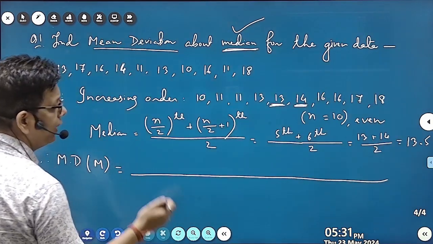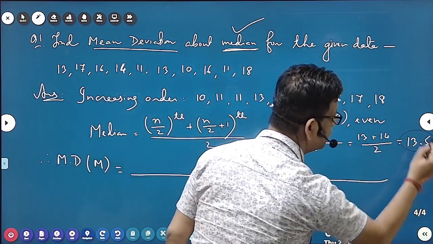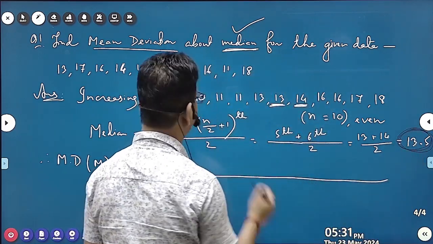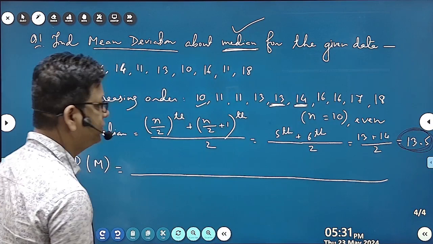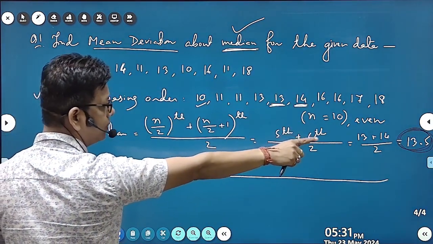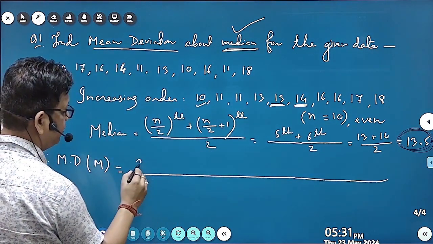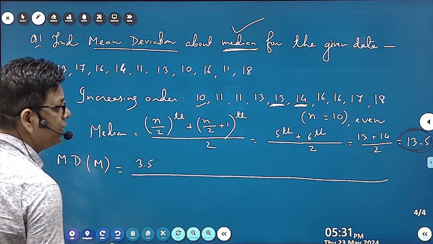What you have to do, every time, is take this 13.5, because the median is 13.5, and subtract it from the first data. So let's do it like this: 10 minus 13.5, how much? Minus 3.5. But since it is modulus, it will become plus 3.5. I think it is okay.